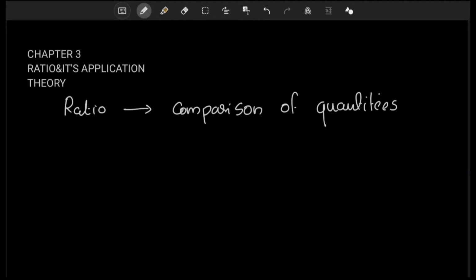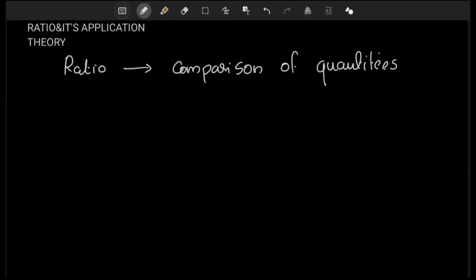In our daily life, we can compare the height of two persons, or the weight of two persons, or the distance traveled by two cars, or the time taken to complete some activity. Like that, we can compare anything in our daily life. It can be either by subtraction or by division. Comparison of quantities by division is known as ratio.